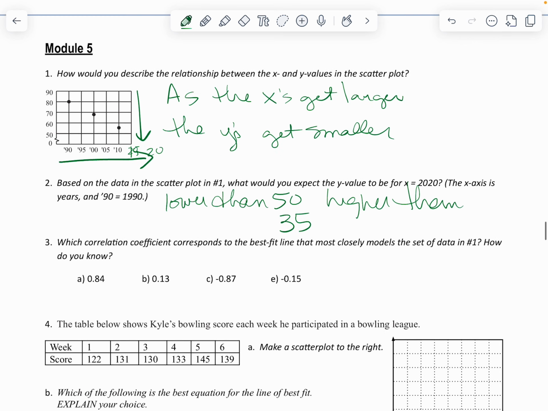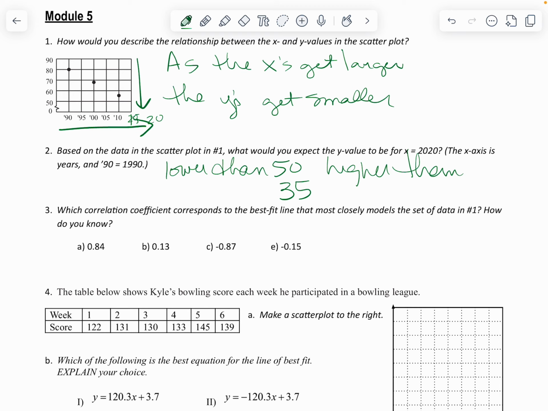Okay, which correlation coefficient corresponds to the best fit line that most closely models the data in 1? It looks pretty much like a line, okay? And it has a negative slope. Since it's a negative slope, it can't be this one. It almost looks like an exact line, so I'm going to say this right here.